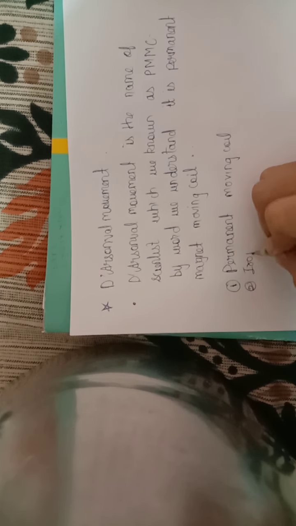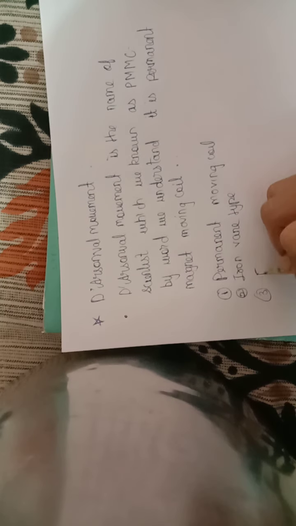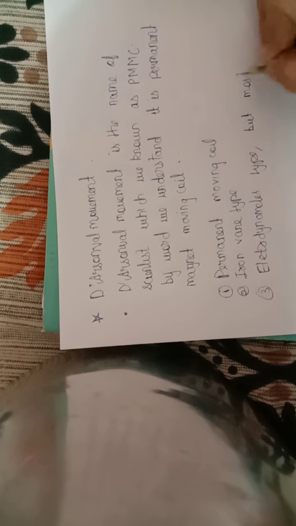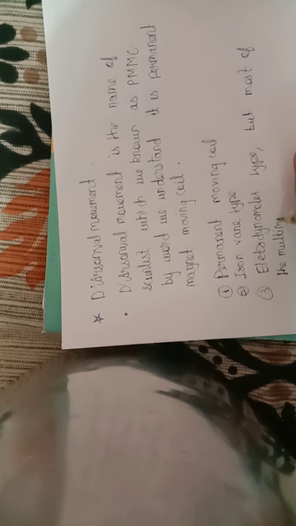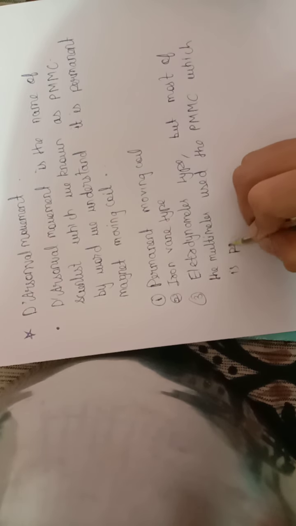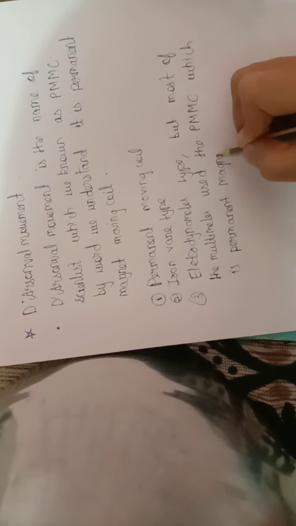Second, moving iron type. Third is electrodynamometer type. But most multimeters use the PMMC, which is permanent magnet moving coil.